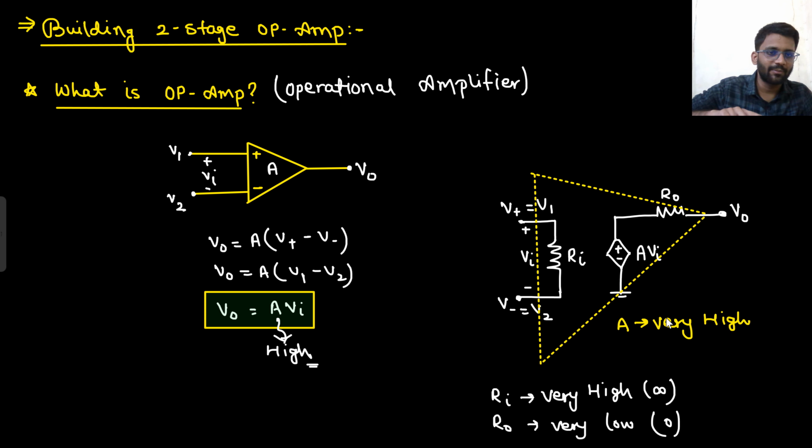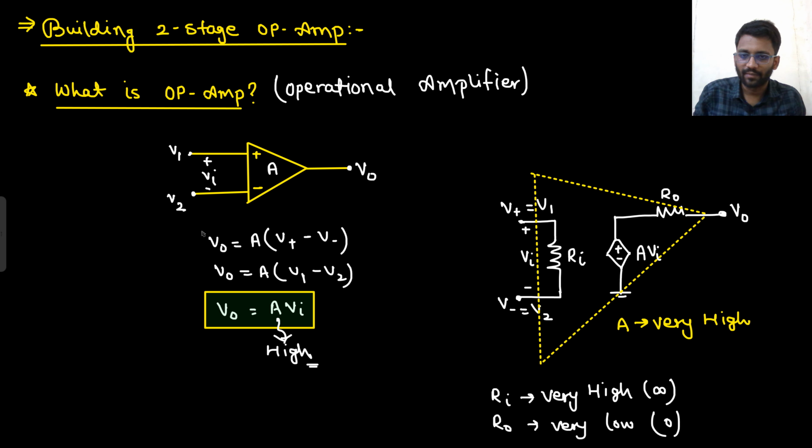So it is a voltage amplifier actually. What is a voltage amplifier? What is a current amplifier? We will study about it. So basically it is an amplifier which has high input impedance and low output impedance. That's it, right? And one more basic thing we can study about the op-amp is, let's just copy this diagram.